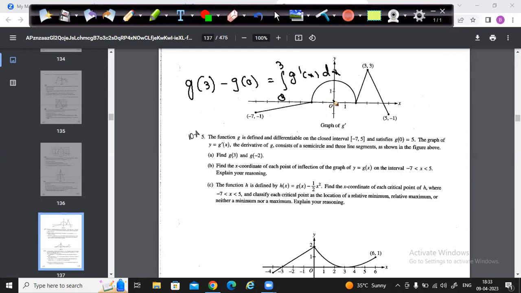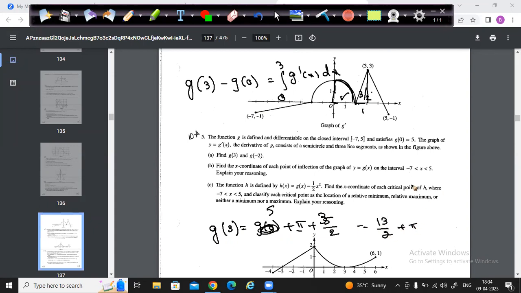We'll find the area. What is the area between 0 and 3? No problem. 0 to 3 is the same as 0 to 2 plus 2 to 3. From 0 to 2, it is a semicircle, which is pi r squared by 4, so you get pi. The other part is a triangle with half base into height. Base is 1, height is 3, so the answer is 3 by 2. So g of 3 is g of 0 plus pi plus 3 by 2. With g of 0 equal to 5, you get 13 by 2 plus pi as the value of g of 3.